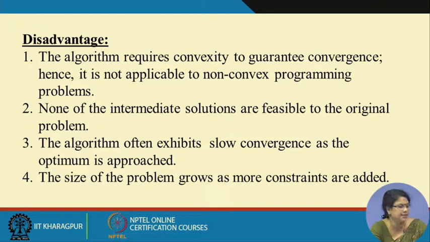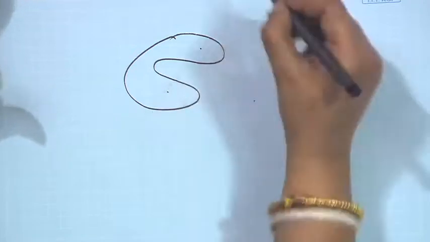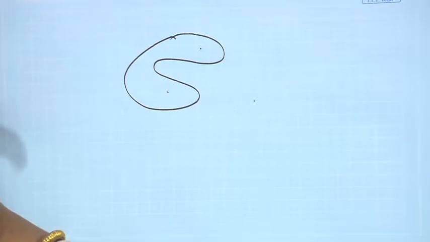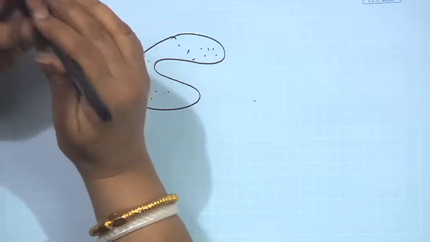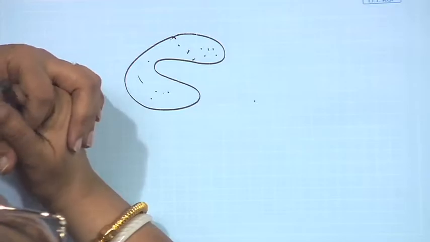The first disadvantage is convexity. If the region is convex, then certainly we will get the solution. But if the region is not convex, for example, the region looks like this. This is not a convex region, because if I take these 2 points, the whole line is not contained within the feasible space. If this is my feasible space, then whatever solution we are getting through Kelly's cutting plane method, that cannot be guaranteed as an optimal solution.